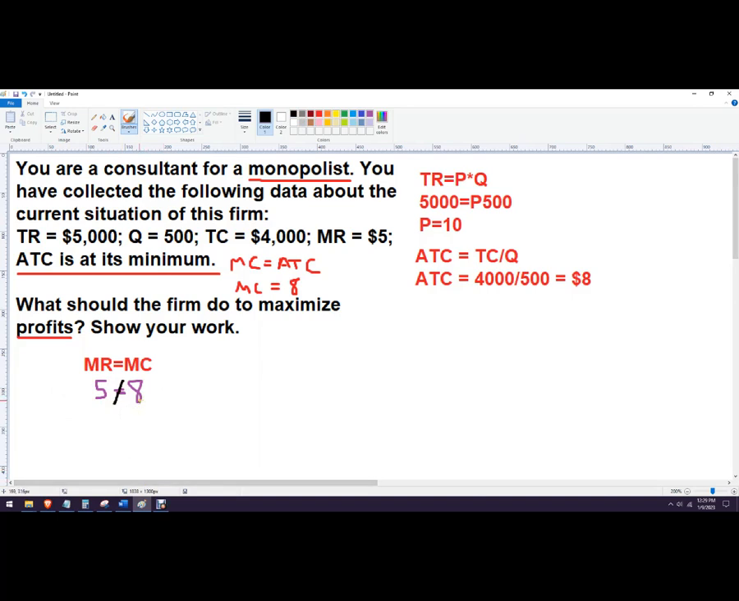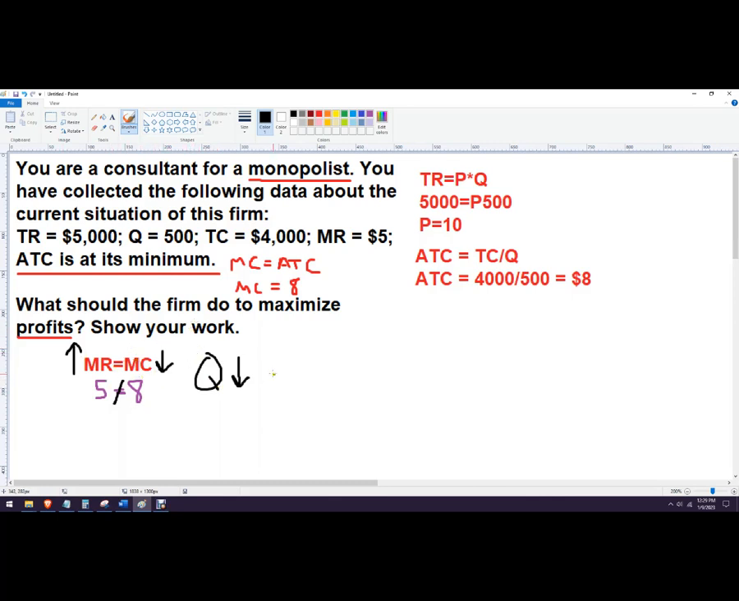So I want marginal cost to fall, and I want marginal revenue to increase. We do that graphically by producing less quantity. I want to cut back on quantity so that MR equals MC. Now, without the demand function, you can't really say what the specific quantity is. So the show your work aspect of it is really just this.